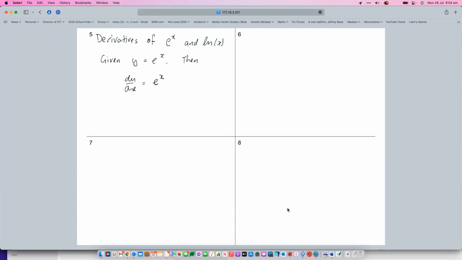Okay, so that's one. Now we deal with e to the x and ln x at the same time because they are inverses of each other. Given y equals ln x, so remember that means log base e of x, dy by dx is equal to 1 on x. Why? Because it is. Those videos that I showed you before will explain the concepts behind that. So all I want to do now is go through some examples.